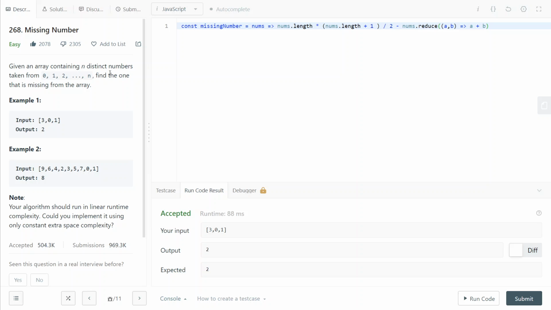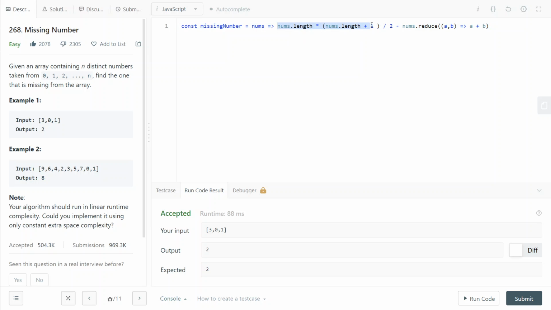So the first thing is, what is this solution doing? It's basically taking the formula for the sum of the first n natural numbers, including 0, and then removing the sum of our array that is given to us as an input. And so why does that give us the result? It's because we're basically saying, okay, what's the difference between the sum of our array and the sum of our array and the missing number? And obviously the difference is just the missing number. So that's why the solution is true.